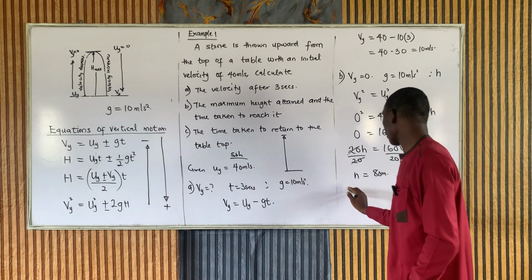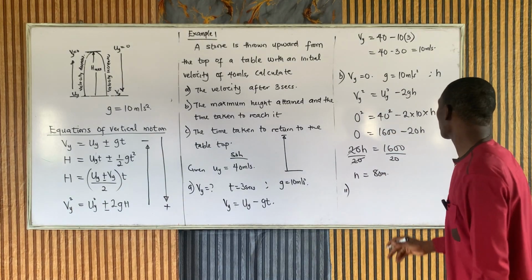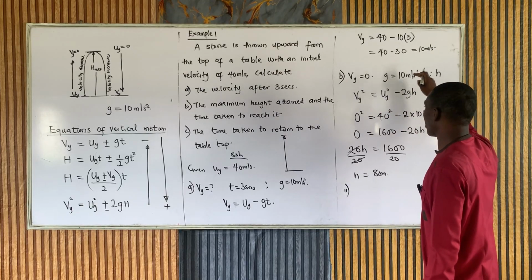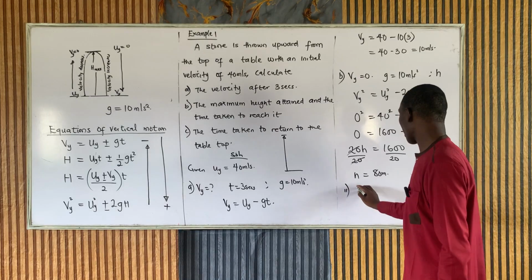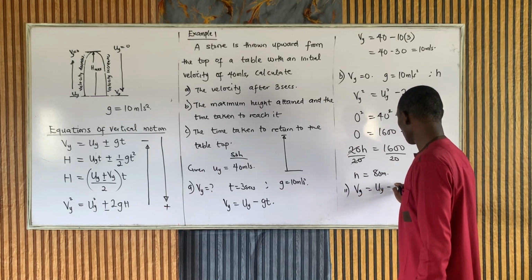Now this B has a second part, we are asked to get the time taken to reach the maximum height. Well, if you're looking for time, we have V, we have G, we have the U as well, and we're looking for the time taken to get to the maximum height. Well, we can use this: Vy is equal to Uy minus GT.